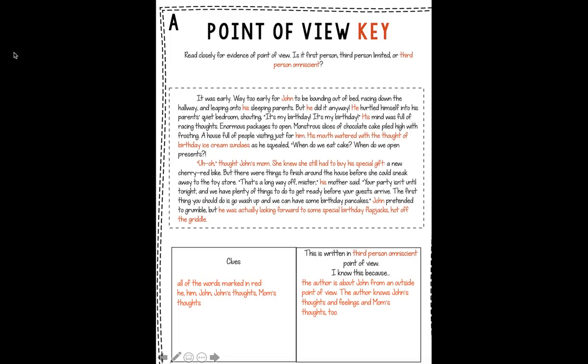And here we have it. So it says all the words marked in red: he, him, John, John's thoughts, Mom's thoughts. Okay? Those are all your clue words. And that helps us understand that we were reading about two different characters' thoughts, which makes this third person omniscient. Okay? The author is writing about John from the outside point of view. The author knows about John's feelings and thoughts, and then we switch over and we hear about Mom's feelings and thoughts.